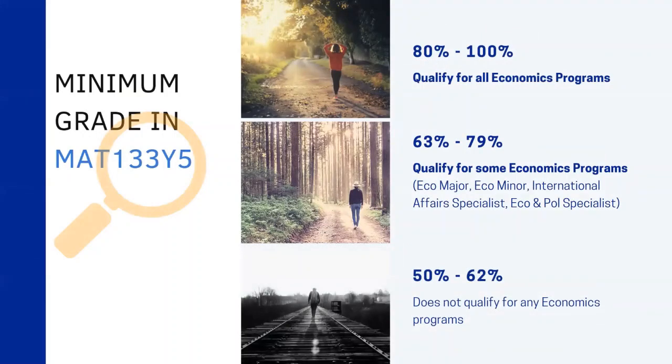Now, if you are taking the Math 133 Y5 course, here are the minimum grade requirements. 80 to 100% qualifies you for all economics programs, 63 to 79% will qualify you for some economics programs. Below 62% does not qualify for any economics programs.